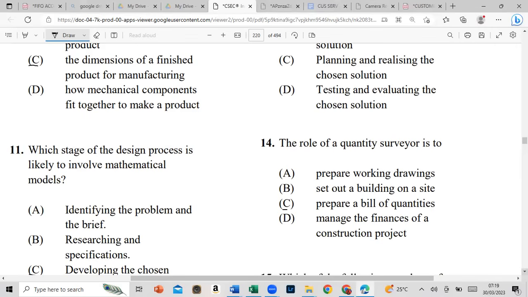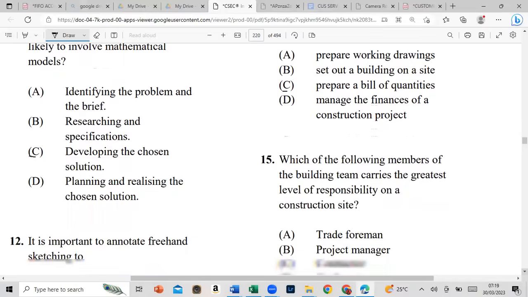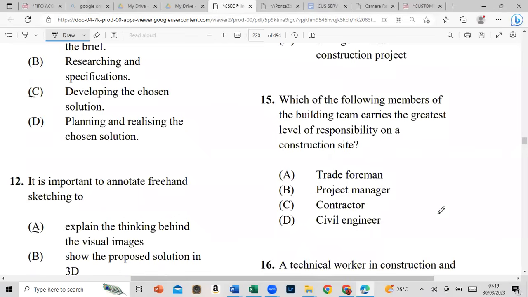Let's move on to number 15. Which of the following members of the building team carries the greatest level of responsibility on a construction site? A, is it the trade foreman? B, the project manager? Is it C, the contractor? Or D, the civil engineer? And that would be the project manager.